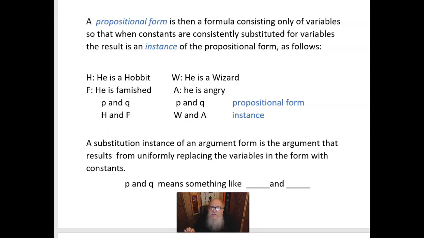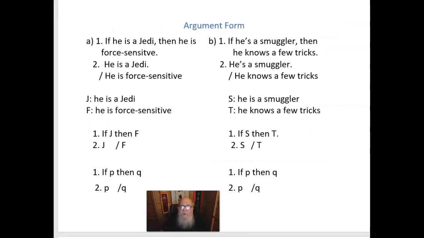So a substitution instance of an argument form is the argument that results from uniformly replacing the variables in the form with constants. Okay? And it's important to keep in mind, again, that P and Q are variables. It just means something like "blank and blank," as long as we always put the same thing in each respective blank. It may help you again to think of it like the x's and the y's in algebra. So we can now look at 5 propositions and consider their form, 5 forms that will be essential in getting at the meaning or semantics of our language of symbolic logic. But first, let's think a little more about argument form.